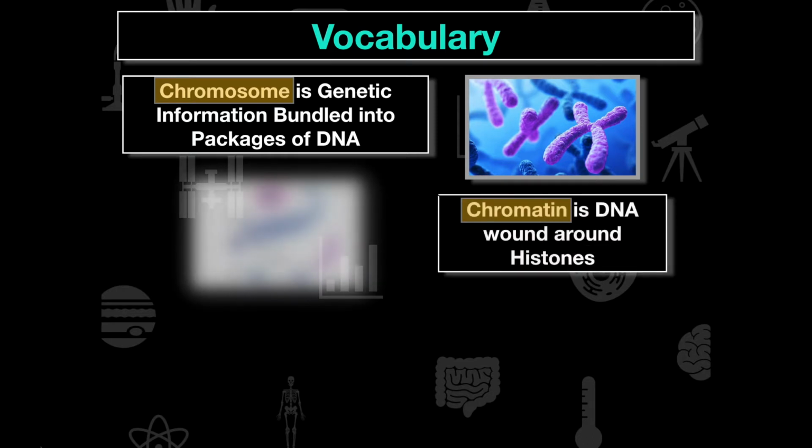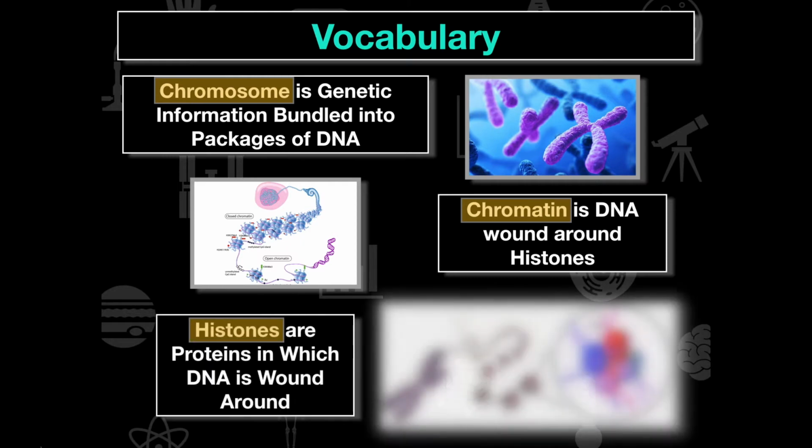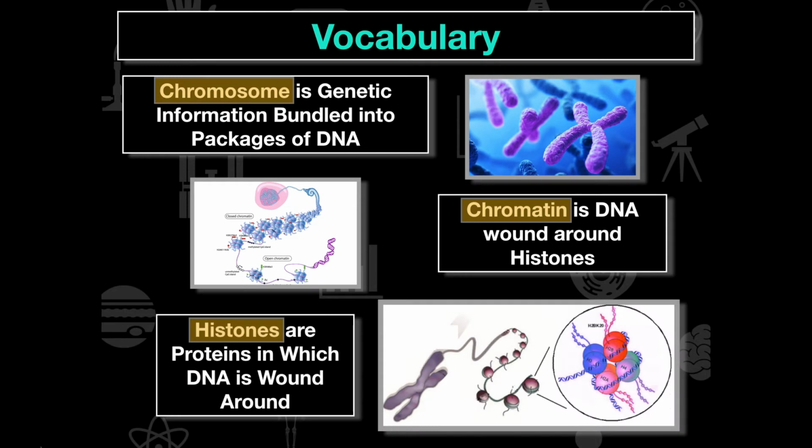It's all the genetic material, the DNA bundled and packaged. Now we also get the vocabulary chromatin. And chromatin is the DNA wound around the histones. And then lastly, students are going to get this definition for what histones are. And histones are just proteins which DNA is wound around. So really we have chromosomes, chromatin, and histones.